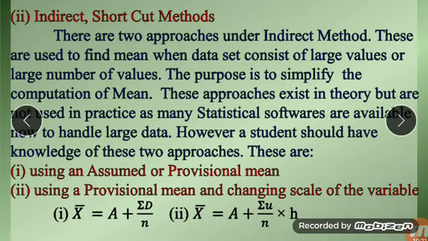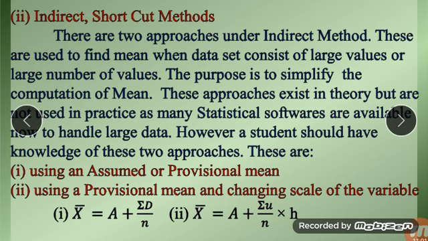Here we have the other two ways, known as indirect or shortcut methods. There are two approaches under the indirect method. These are used to find mean when the data set consists of large values or a large number of values. I am repeating my words again: large values or large number of values. The purpose is to simplify the computation of mean. These approaches exist in theory but are not used in practice, as many statistical softwares are available now to handle large data.